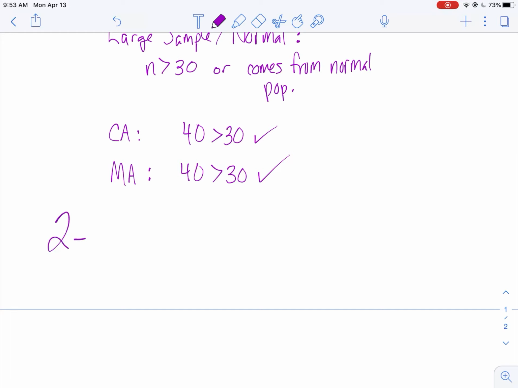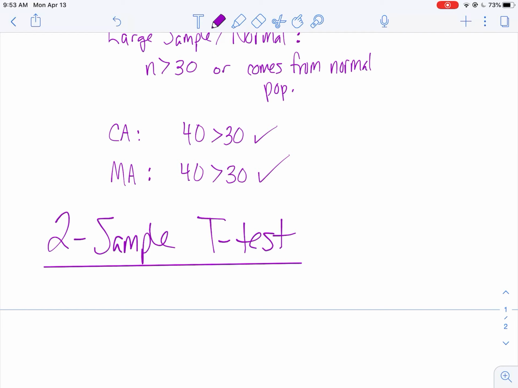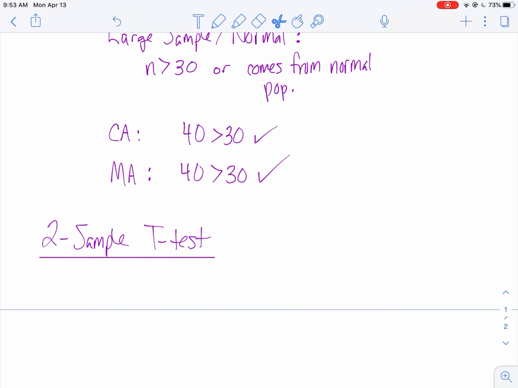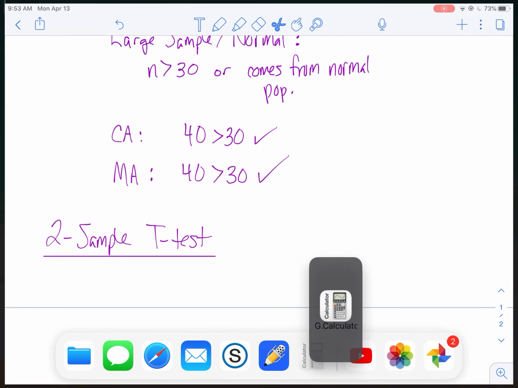Next, I'm going to be running a 2-sample t-test because it's based on means. Means are based on t-distributions, not normal distributions. All right, I'm not going to use norm CDF here. You don't use norm CDF because this isn't normal.